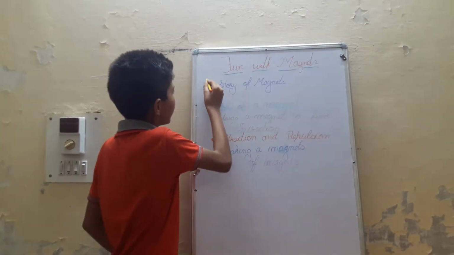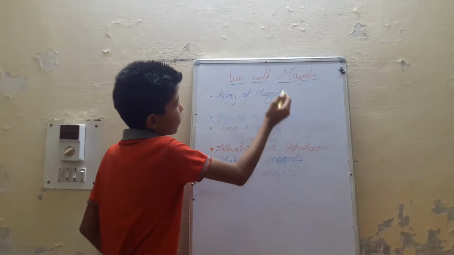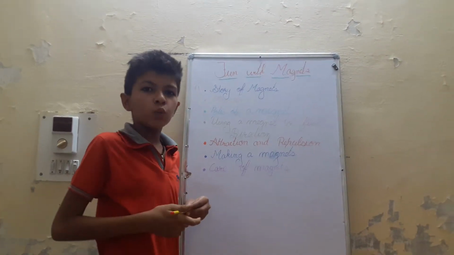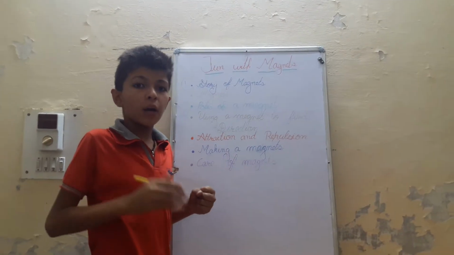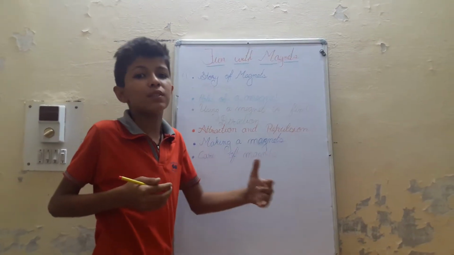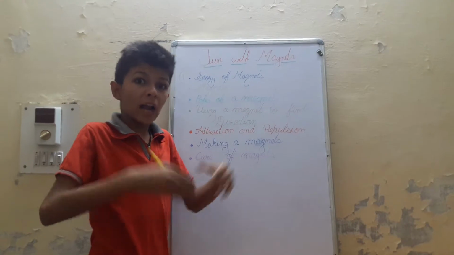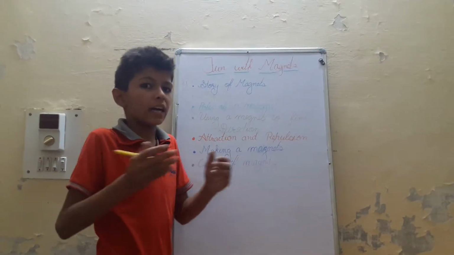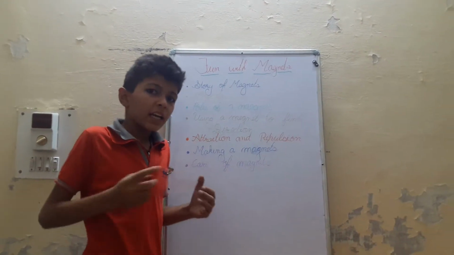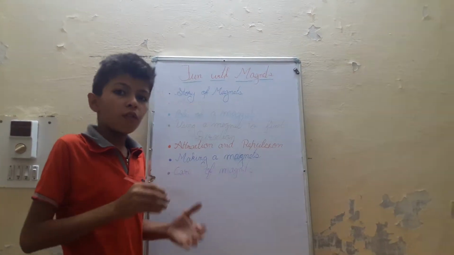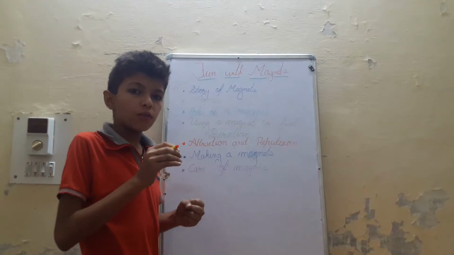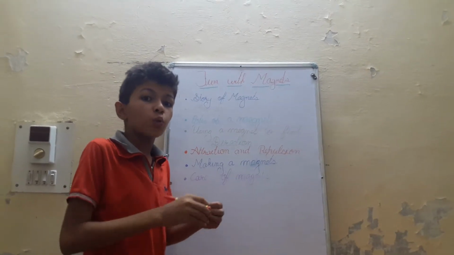First we have the story of a magnet. Magnets were first discovered in Greece by a shepherd who used to graze his sheep and goats in a large field. One day the shoe nail of his boot was attracted toward a stone.